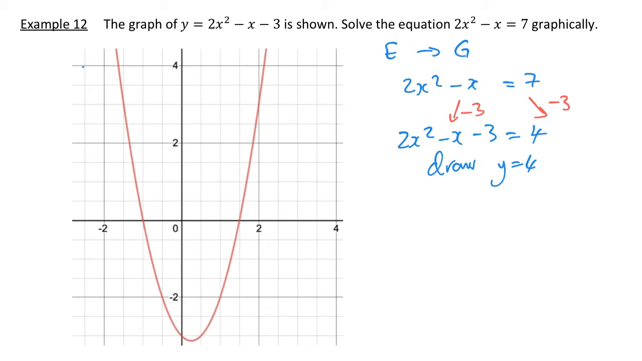Y equals 4 is a horizontal line passing through at 4. We then look to see where the lines cross the x-axis, and the first one is here and the next one is there. So the x values are going to be minus 1.6 and 2.1, or there and thereabouts.